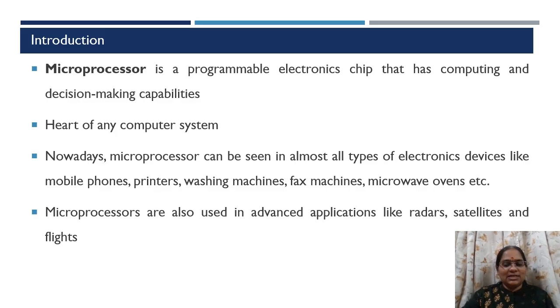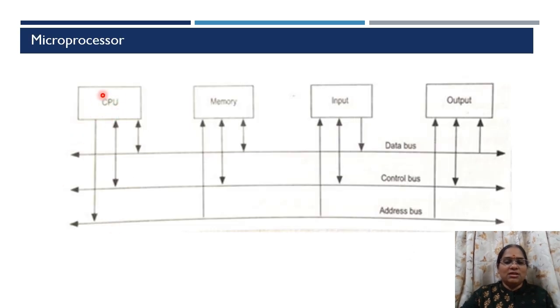So your day starts and ends with a microprocessor. I'm sure you are familiar with this term. All your electronic devices, like your mobile phone, printers, washing machine, fax machine, and microwave ovens, all have a processor. So anything to be optimized, there comes the role of a processor. It is not only used in our day-to-day life, it's also used in advanced applications like radar, satellite, and flight.